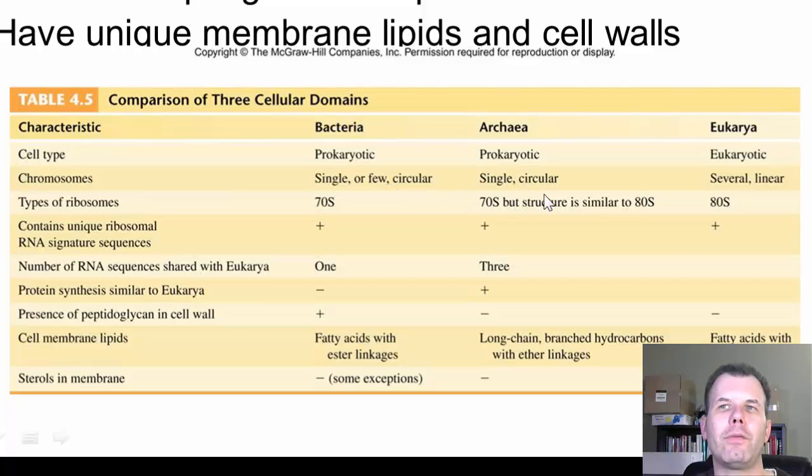They have some differences, and so these are a little bit more like the eukaryotes. They have different RNA sequences and things like this. And so instead of trying to make a subset of bacteria, we just decided we're going to make a third domain and call these guys archaea. Essentially, these are the weirdo bacteria that grow in very extreme environments.